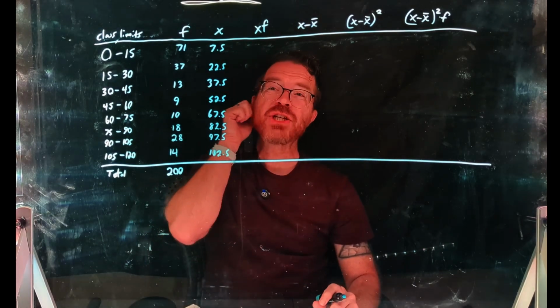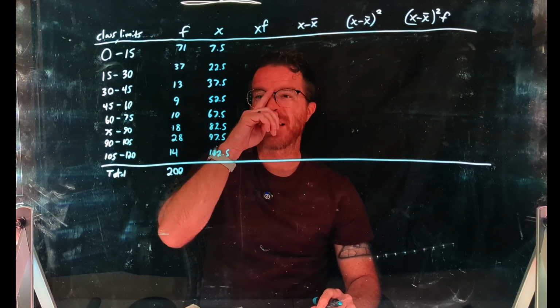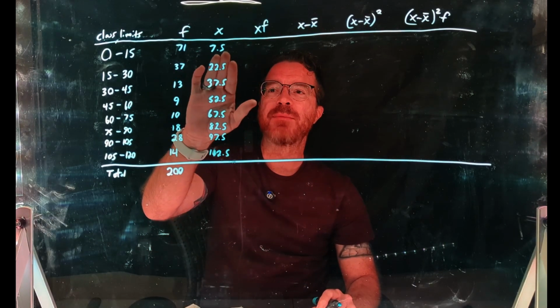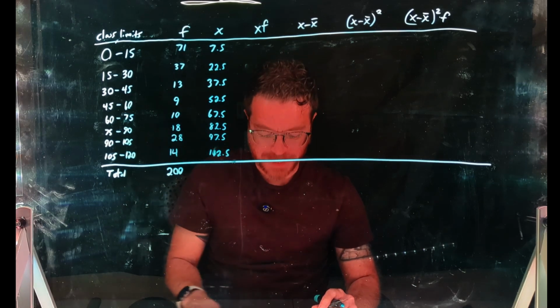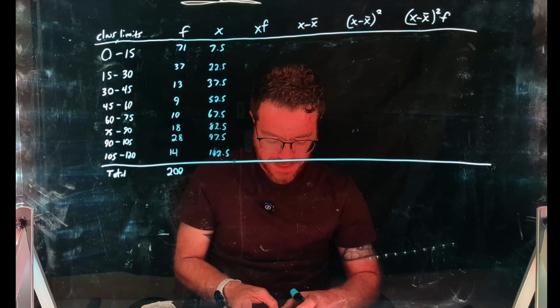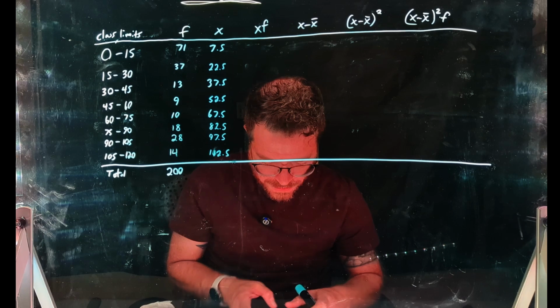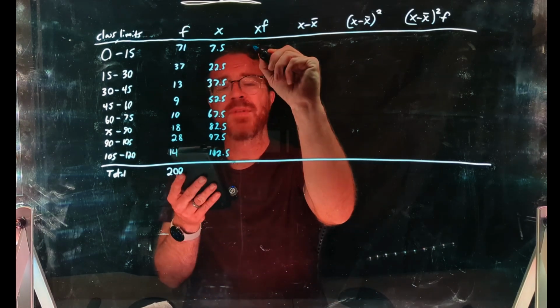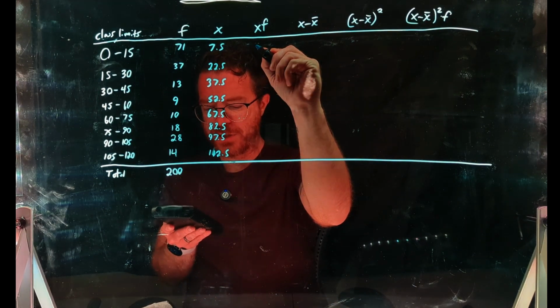And now we're going to take each of those midpoints and multiply by its frequency. The first one we have a midpoint is 7.5. We're going to multiply this by 71. So 7.5 times 71 gives us 532.5.